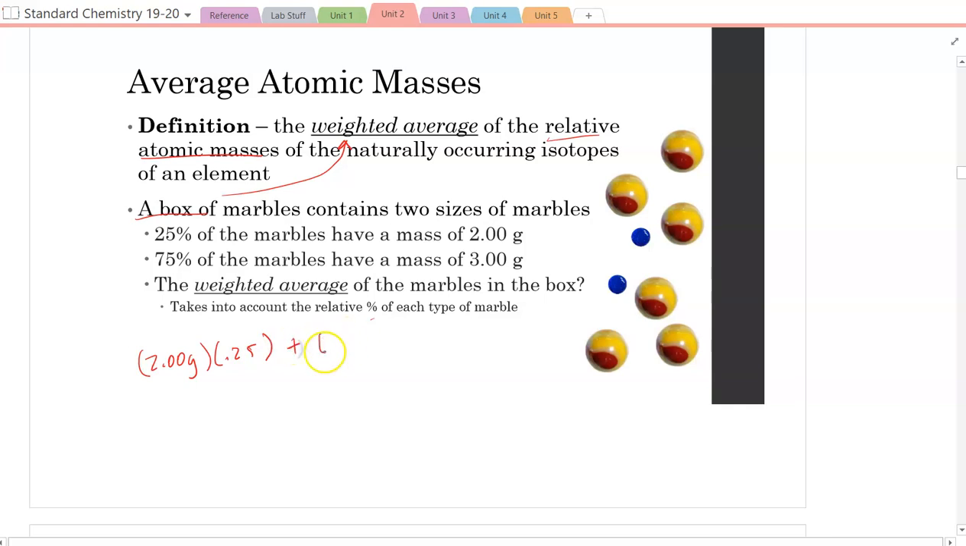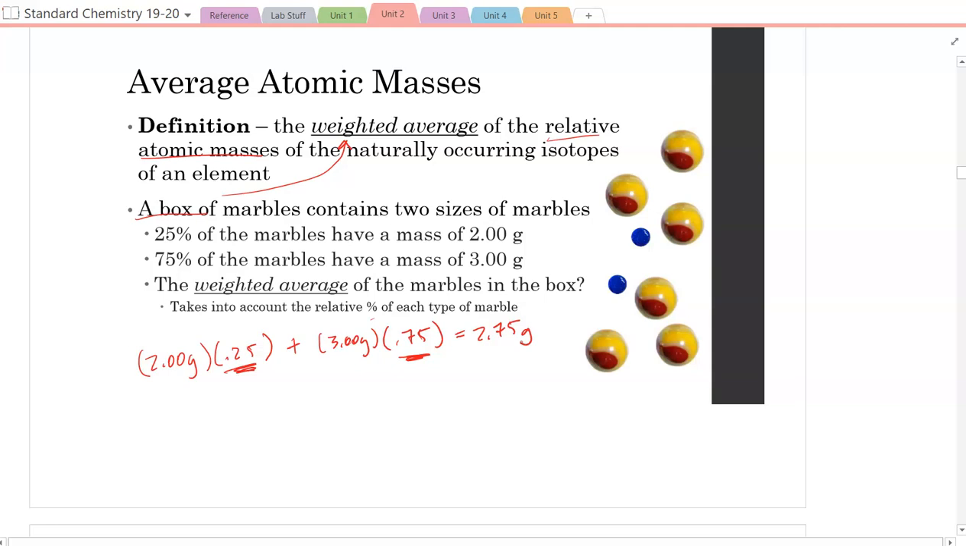And I'm going to add that then to the 3.00 grams times the 0.75% that corresponds with the larger marble. So what this does again is it allows us to account for that relative percent of each type of marble in this box. And the result of this will get you what the average is supposed to be. Numerically, this ends up being 2.75 grams. So that's the average mass of the marbles inside that box.